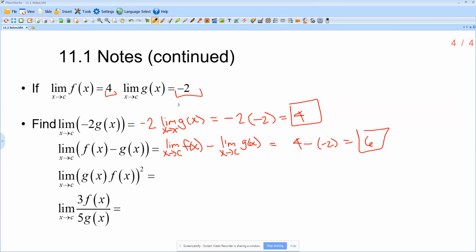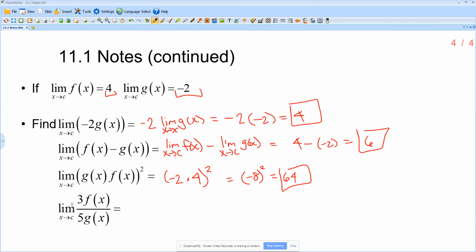So g of x is negative 2. f of x is 4. And I'm able to just square the limit of that. So I'm going to have negative 8 squared, which is 64. So whatever those functions are, if I were to multiply them and square them, I know that as I go to c, whatever c was, I would be going towards the y value 64.